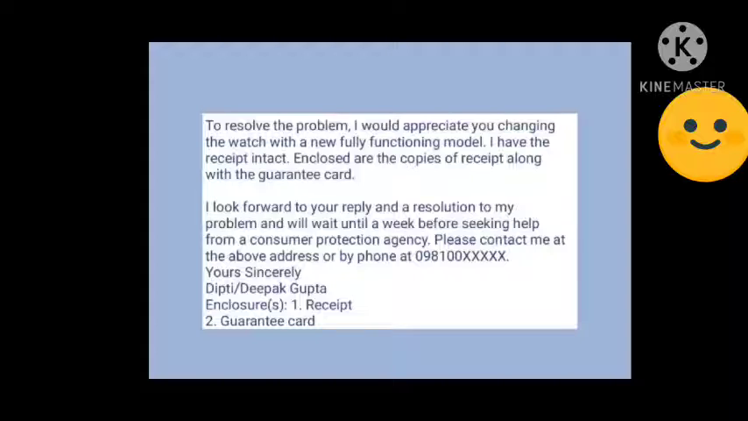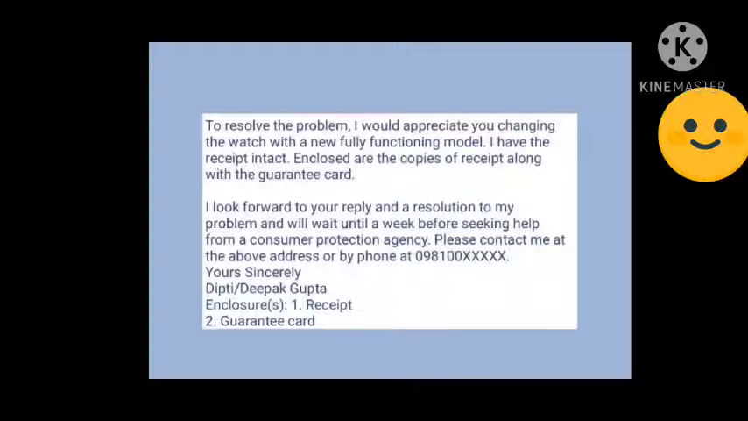Usually you will get a guarantee card when you purchase a watch or any item for your safety and security. And now, third para. So what are you going to demand? What are you going to ask the shopkeeper or storekeeper? I look forward to your reply and a resolution to my problem, and will wait until a week before seeking help from a consumer protection agency.